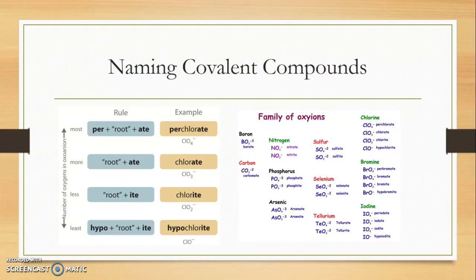First, remember that if it's a diatomic gas, we just name it after the gas. We can number using mono, di, tri, tetra, etc. And then the number of oxygens has the ite, ate, perchlorate, and hypochlorite.